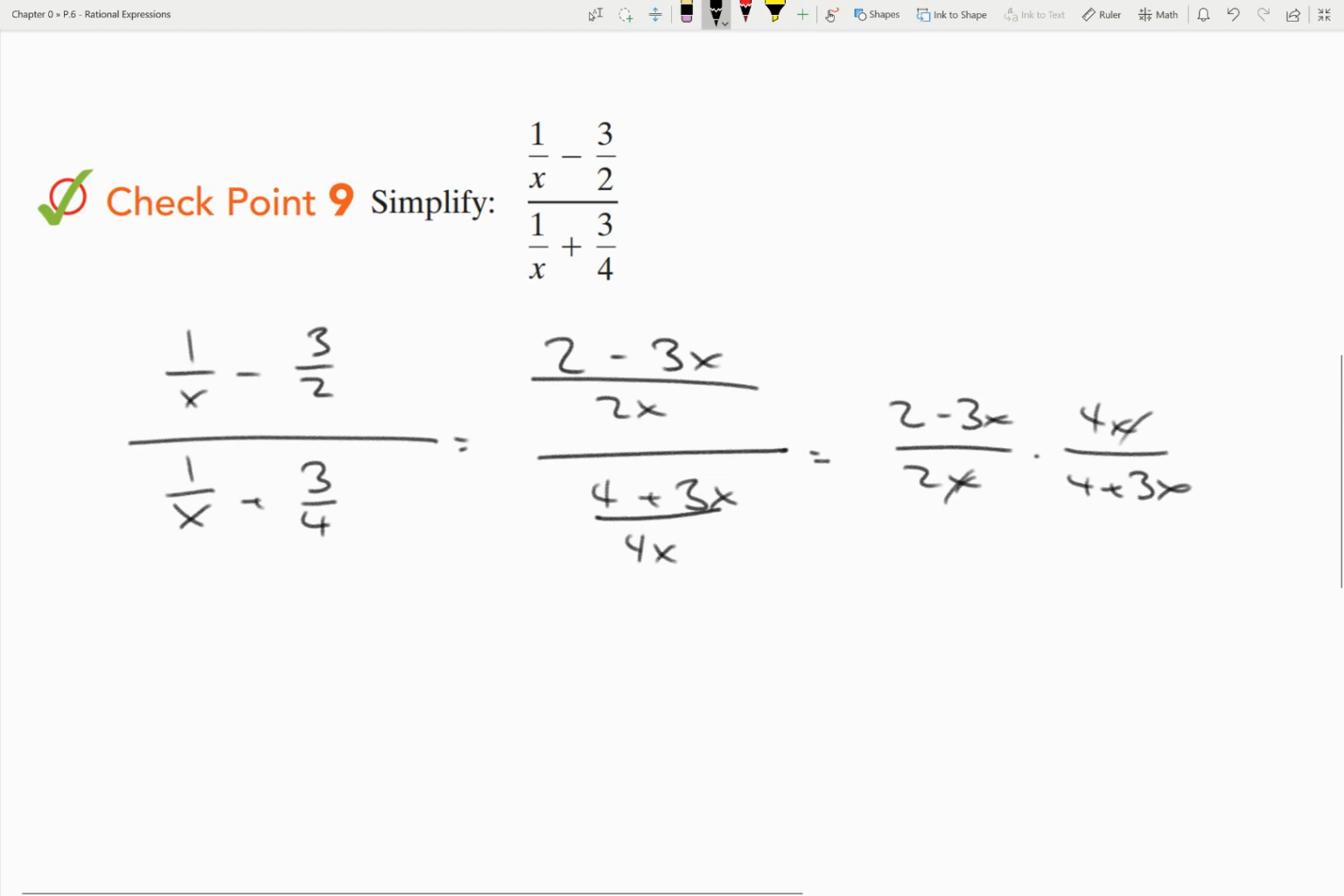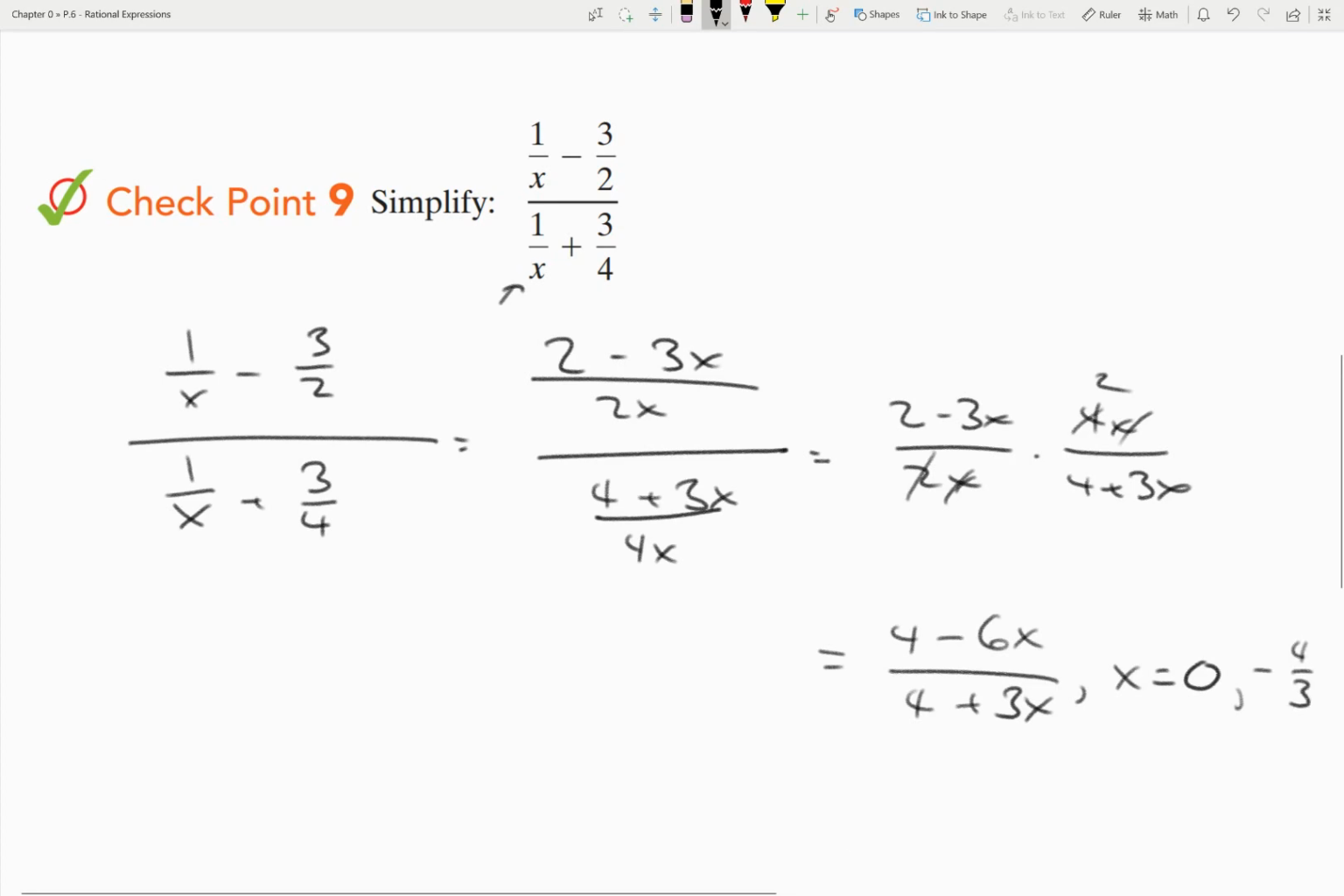Okay, x's cancel, and the 2 hits the 4, and so distribute that, and we get 4 minus 6x over 4 plus 3x. Those do not cancel. Those are two binomials. You can only cancel across multiplication or division, not addition and subtraction. x is not equal to 0 and negative 4 over 3.